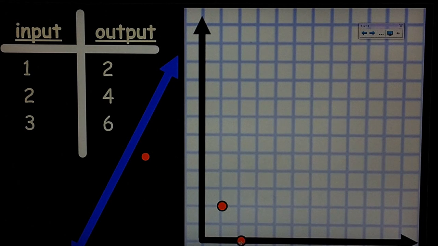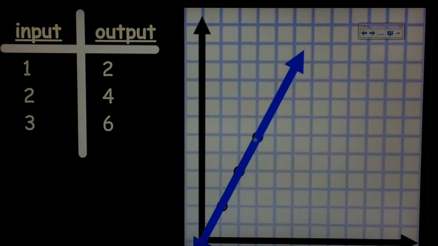When the input is 2, the output is 4. When the input is 3, the output is 6. Like I mentioned earlier, all of our graphs should make a straight line. If for some reason you notice your graph is not a straight line, one of 2 things have happened. First, you may have made a mistake in the function table, or you may have plotted a point incorrectly. So use that as your check.